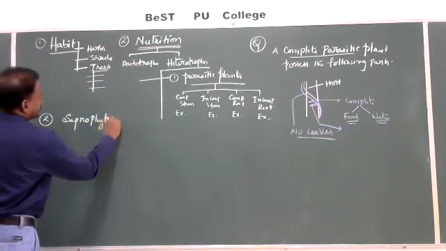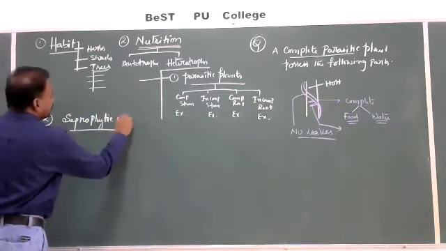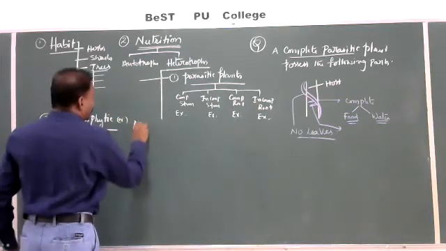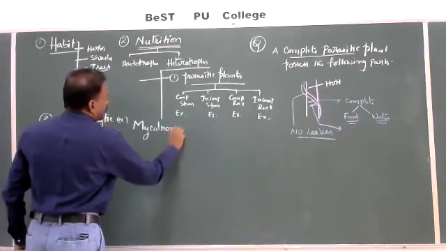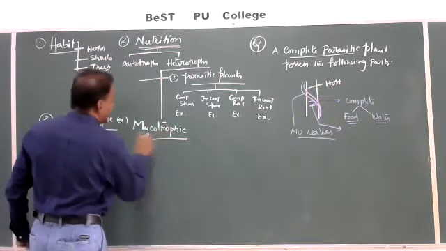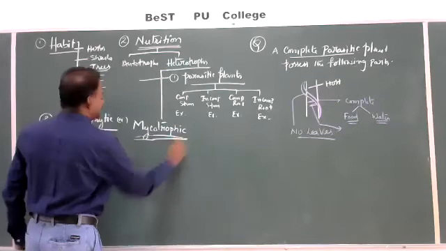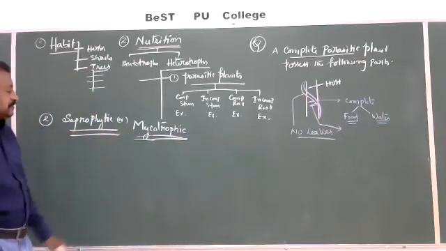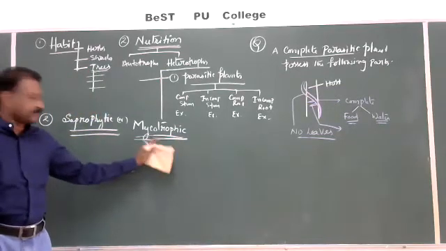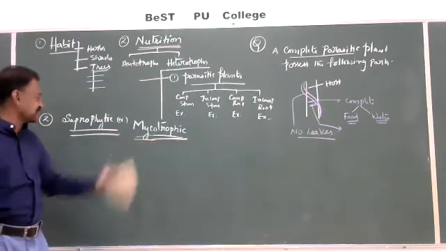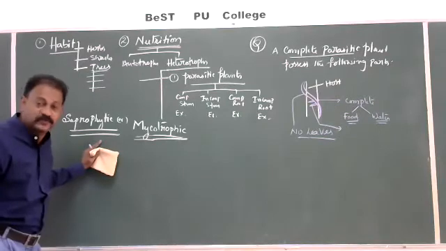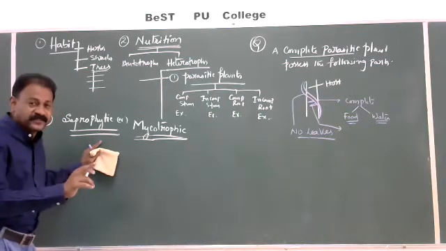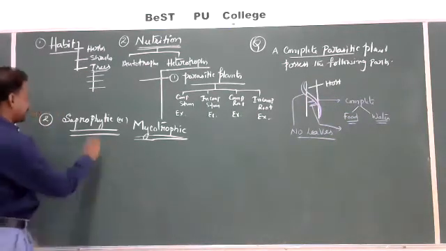Saprophytic or mycotrophic. Mycotrophic: myco means fungus, fungi. Like fungus. Mycotrophic means like fungus. Saprophytic means, saprophyte is the name given to that organism which grows on dead organic matter.